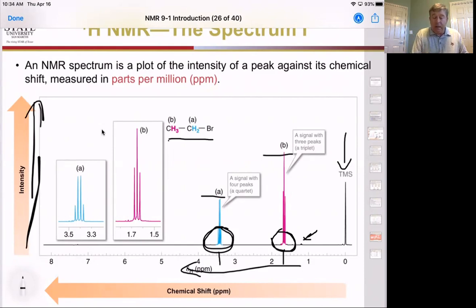Notice that these peaks are split into a group of 4 peaks, and these peaks are split into a group of 3 peaks. That splitting becomes important as well. So those are the 4 things we're looking for in our standard NMR spectrum.